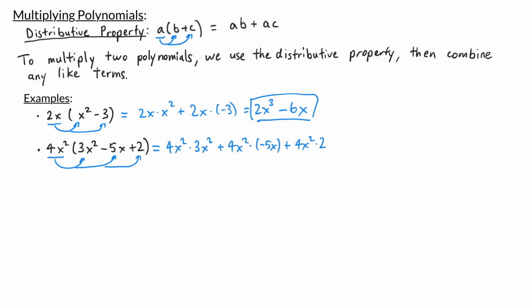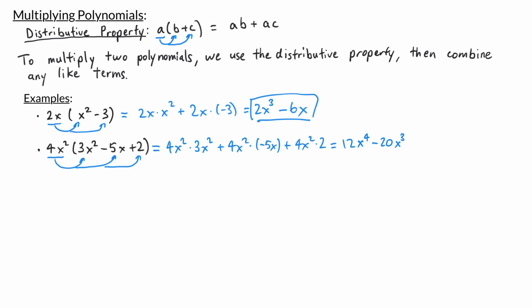Here, 4x squared times 3x squared, we can multiply the coefficients together to get 12, and then I'll have 4 factors of x, which gives me x to the 4th. When I do 4x squared times negative 5x, again, I'll start by multiplying the coefficients together. 4 times negative 5 gives me negative 20. Then I collect all of the factors of x. I have x squared times x, which gives me 3 factors of x, or x cubed.